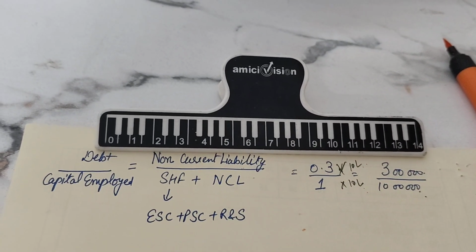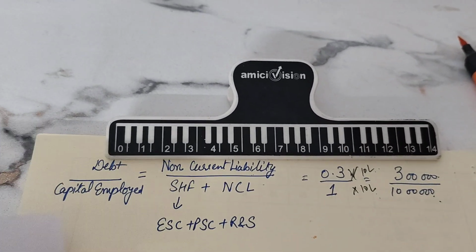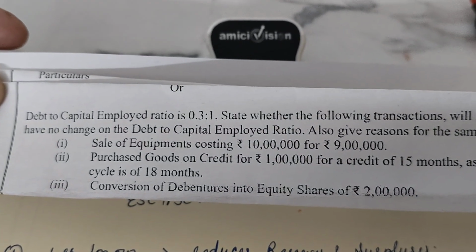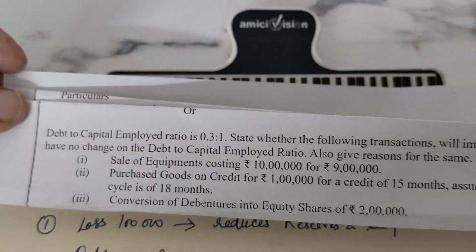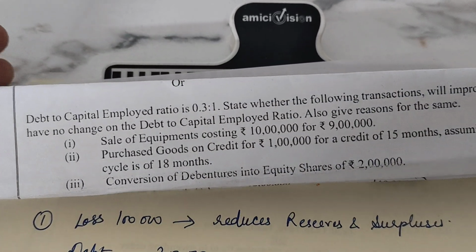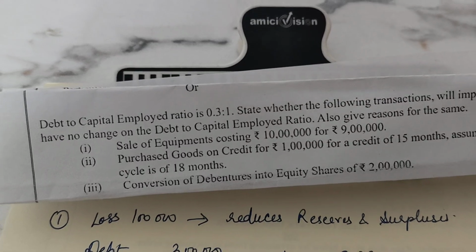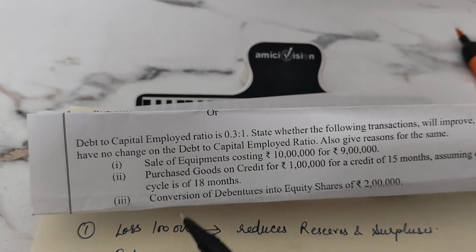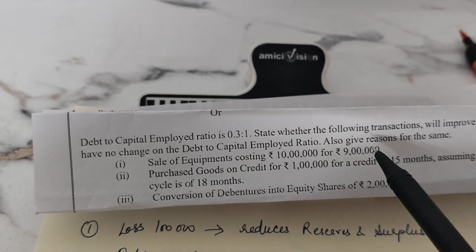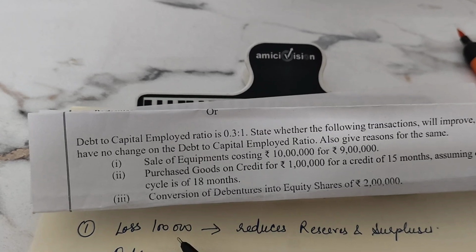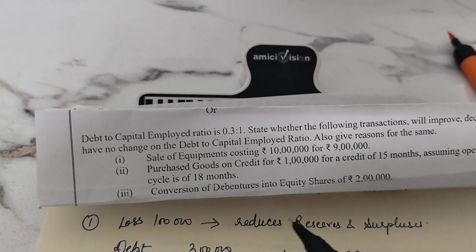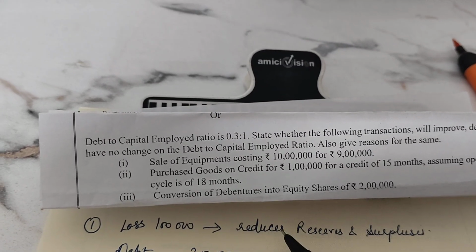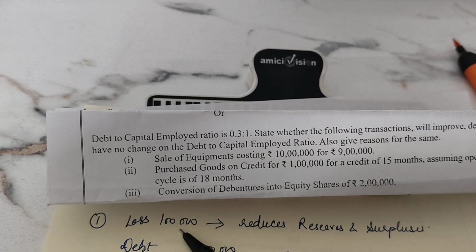Now we will get back to our question. As per the statement, first of all we need to find out the sale of equipment costing 10 lakh for rupees 9 lakh. Here equipment which actually cost 10 lakh is sold for rupees 9 lakh. So on the sale there is a loss of rupees 1 lakh, because the equipment of 10 lakh was sold at a lesser value. The loss of 1 lakh will be taken in your reserves and surpluses, and reserves and surplus will get reduced by the loss of rupees 1 lakh.